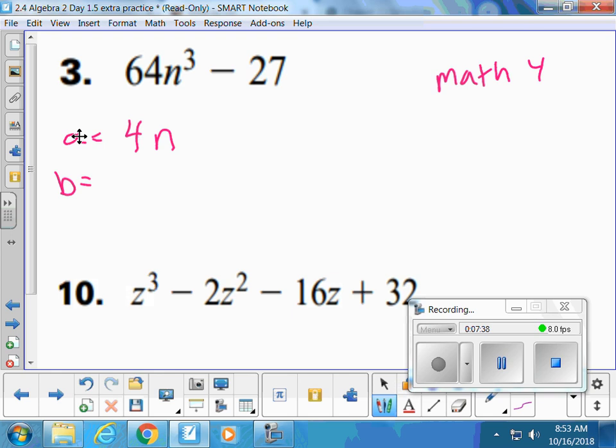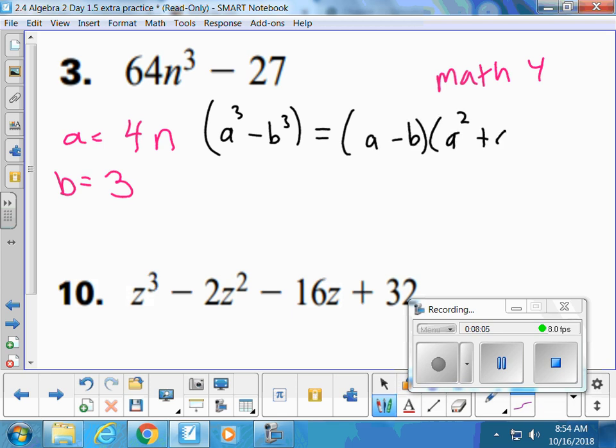Do the same thing with the 27. What is the cube root of 27? 3. Okay. So I'm actually going to write the formula up on the board just so the people watching the video can see it. We are going to be using the a cubed minus b cubed factoring formula, because that's what we have here, a number being cubed minus another number being cubed. It is a minus b, and then a squared plus ab plus b squared.